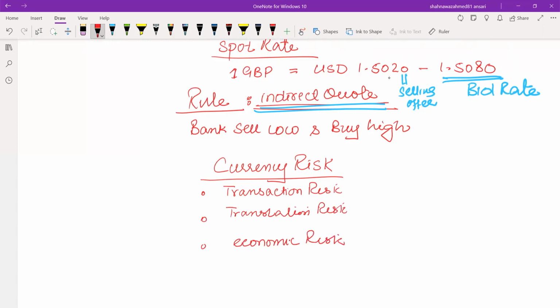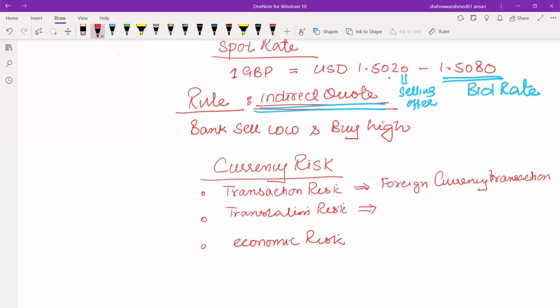By definition, transaction risk is the risk when you enter into a foreign currency transaction. For example, you have a customer in the USA and you have to receive USD. You have a supplier in the USA and you have to pay the supplier in USD. That creates a problem that the exchange rate might go down or it might go up, creating a risk for you. That risk is called transaction risk, and we normally hedge this kind of risk.